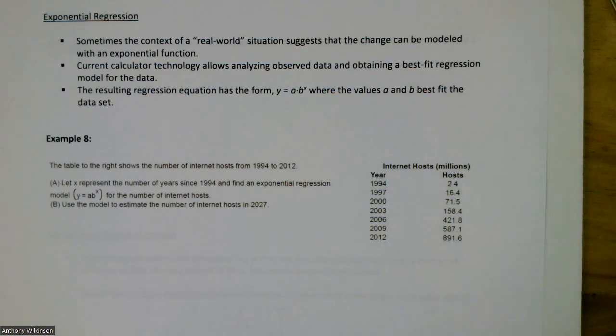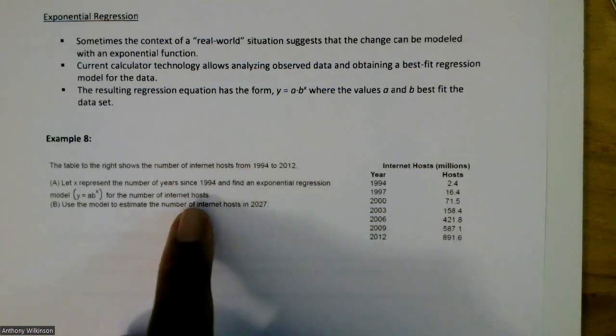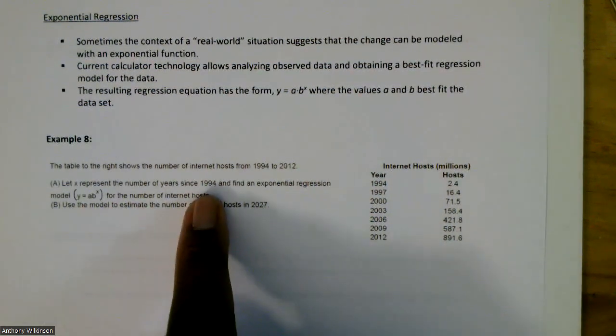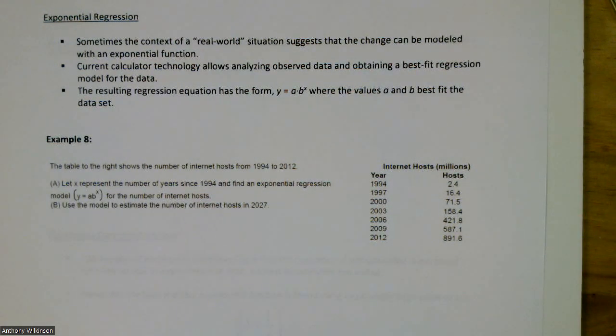The table at the right shows the number of internet hosts from 1994 to 2012. And in part A, we're going to let X represent the number of years since 1994 and find an exponential regression model, which is y is equal to a b raised to the x, for the number of internet hosts. And then part B, we're going to use that model to estimate the number of internet hosts in 2027. In this case here, we need to do something because X is going to be the number of years since 1994. We can't use these years here. We have to convert them to X values.